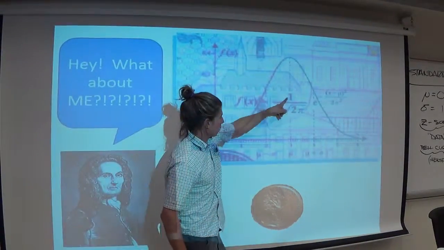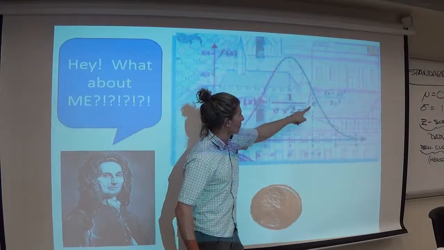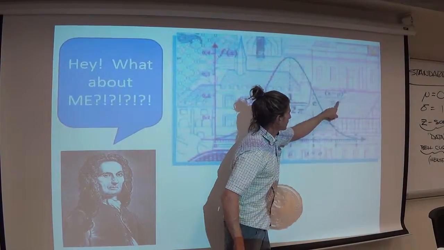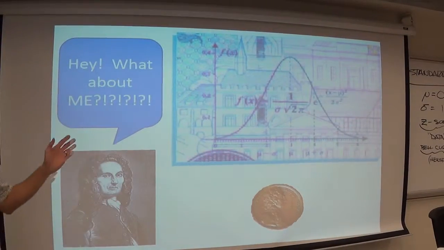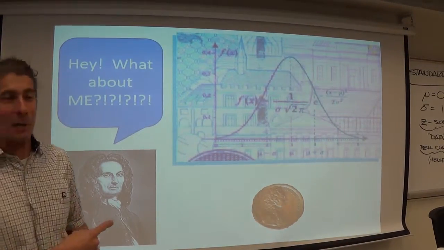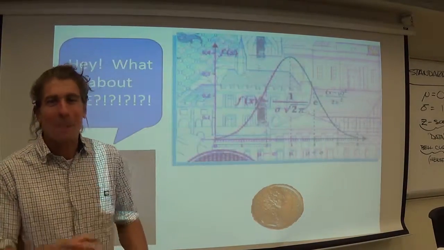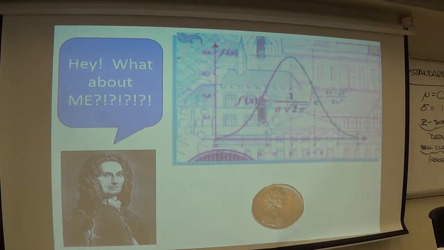It's right there: 1 over sigma radical 2 pi, e to the negative x minus mu squared all over 2 sigma squared. Piece of cake! I had to look at it because I couldn't remember it. It's because I'm old, and because nobody ever uses that anymore. Here's a number of reasons why we don't do that.